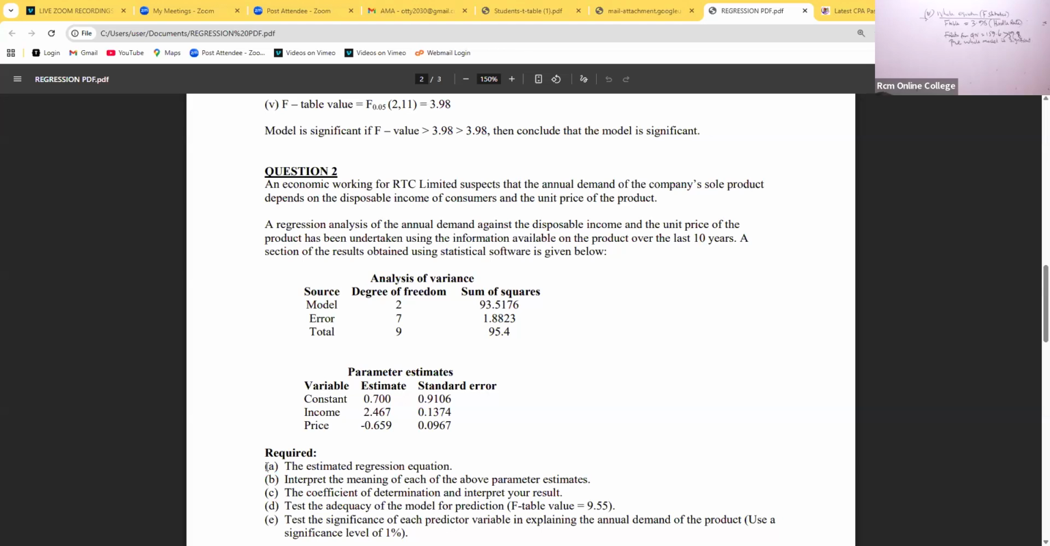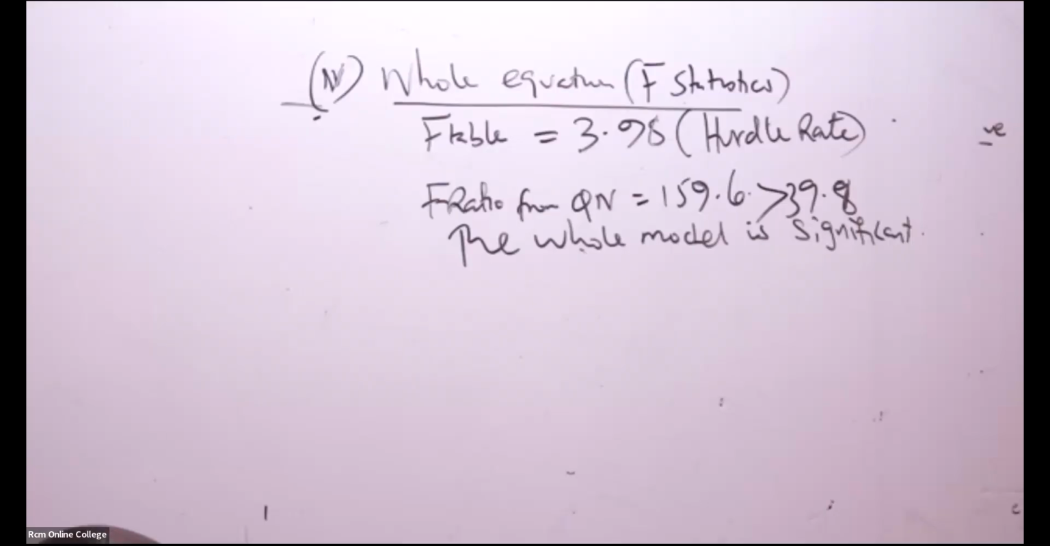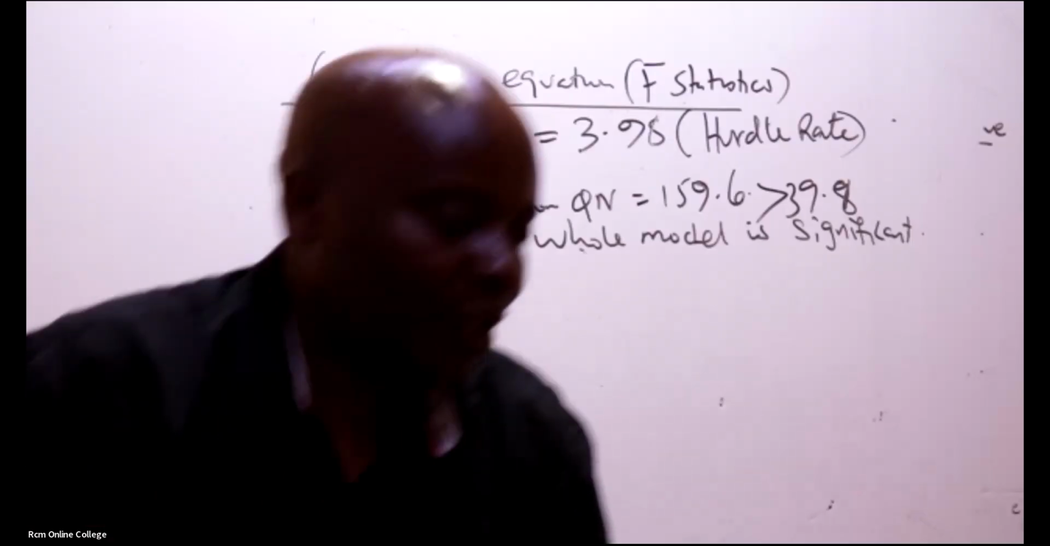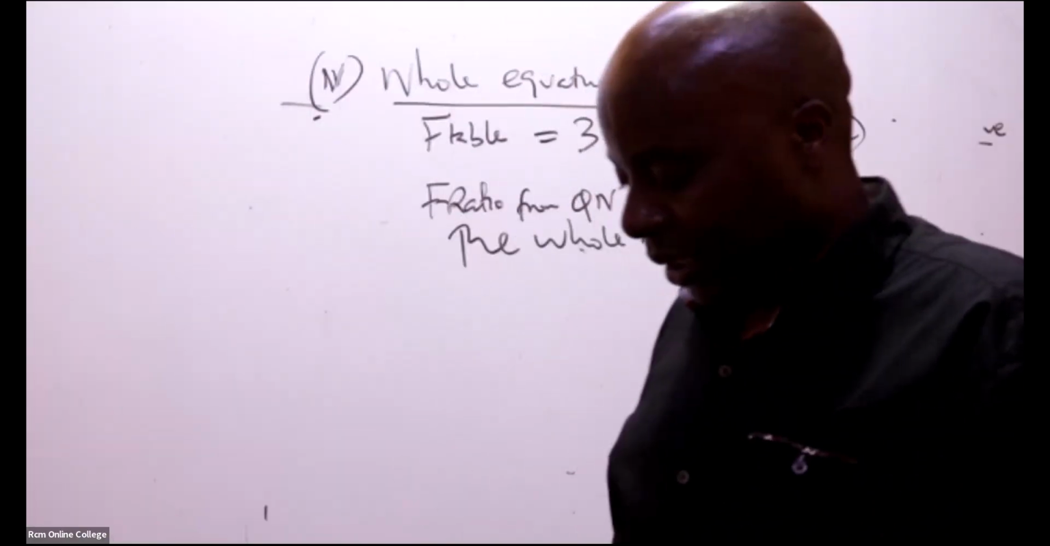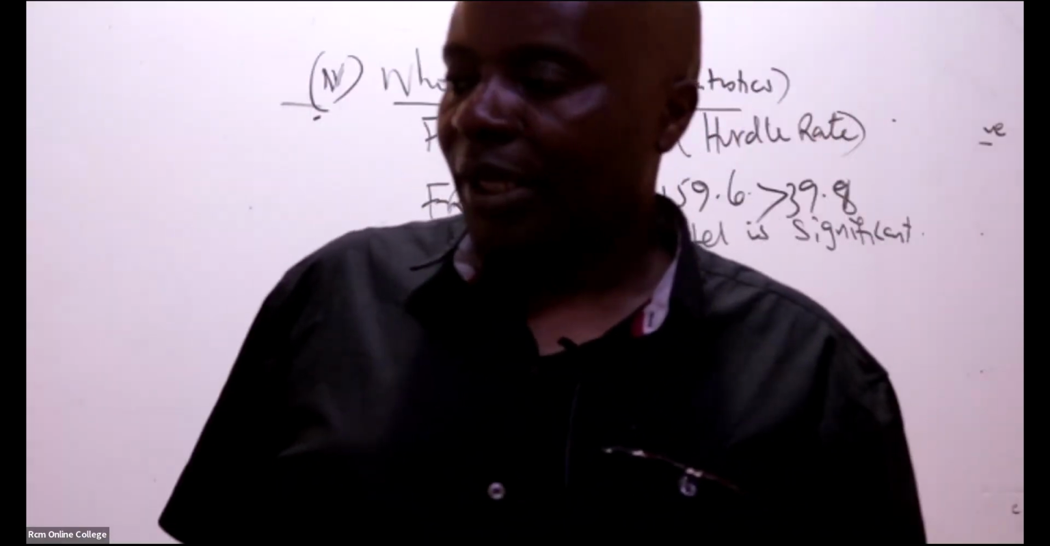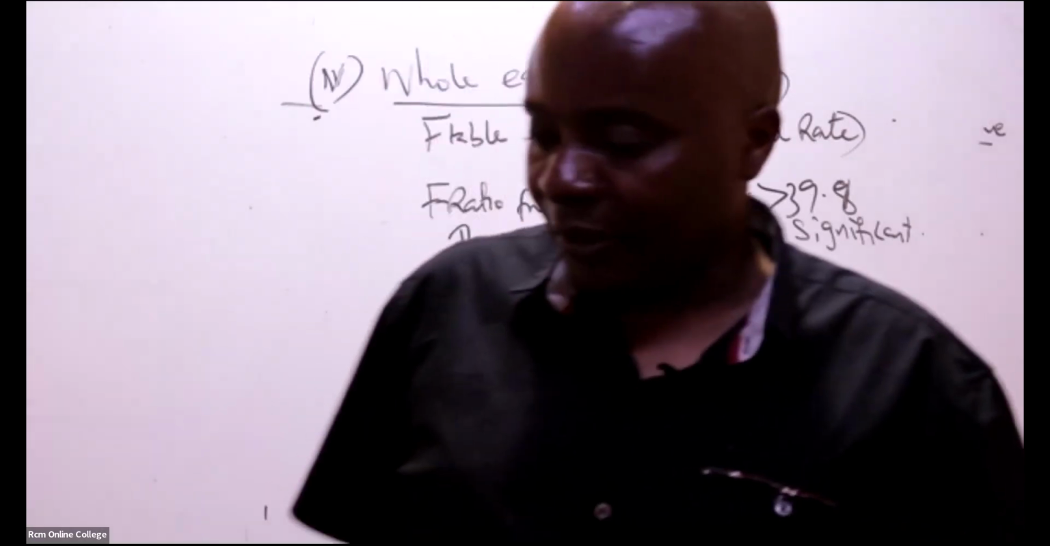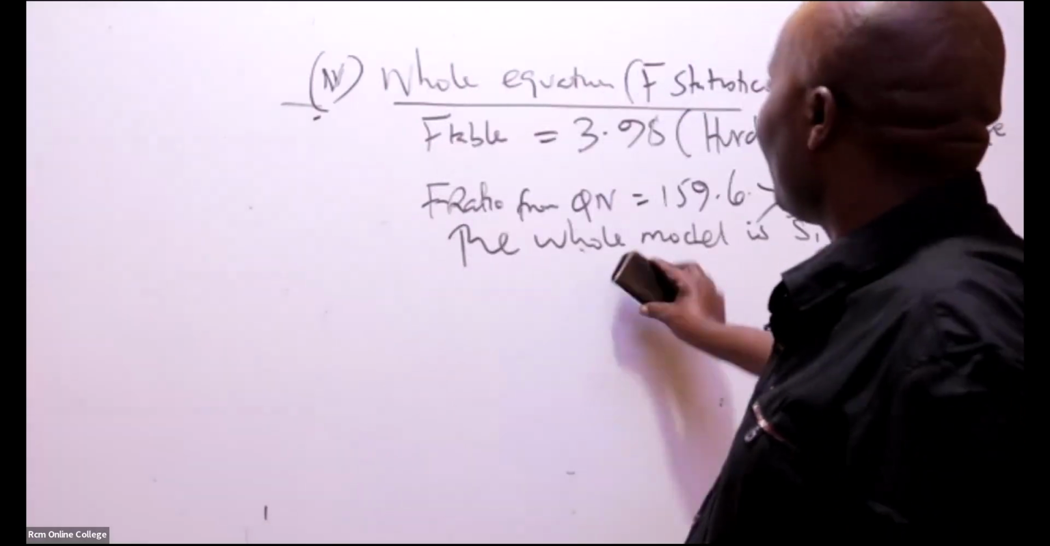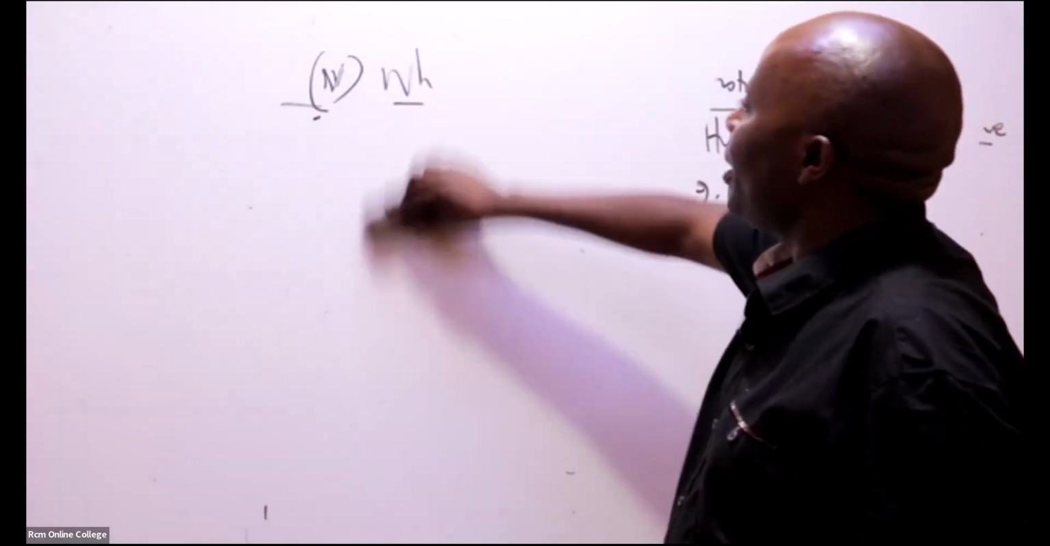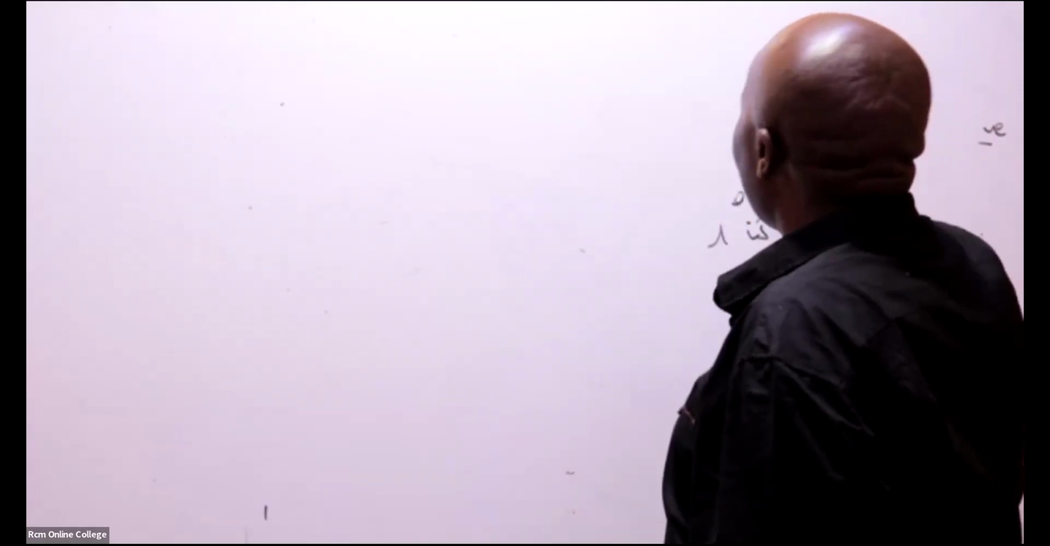Great. So the estimated regression equation will come from these parameter estimates. You can see the constant is 0.7, the income, and then the price, so three of them. This is really easy. The regression parameters have been given.